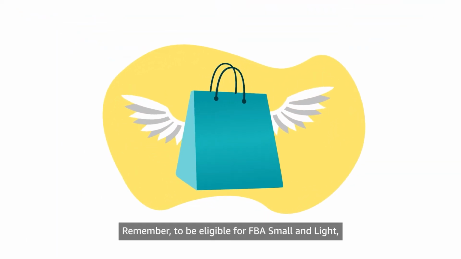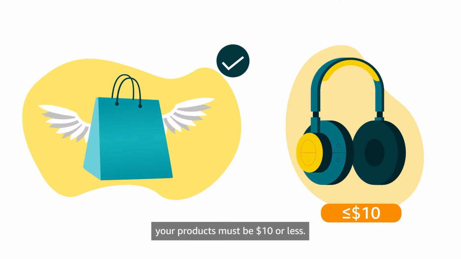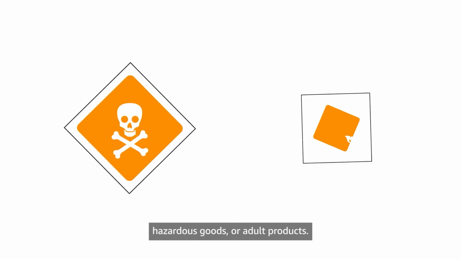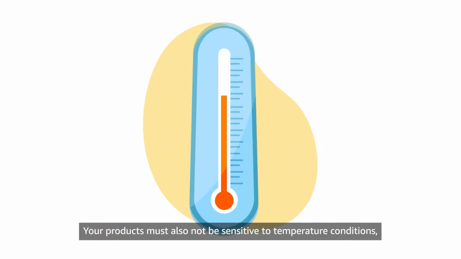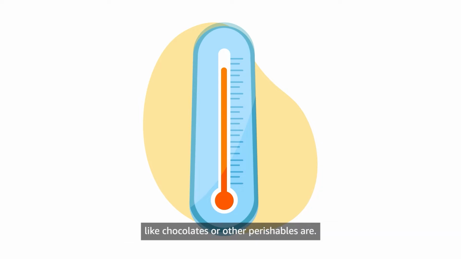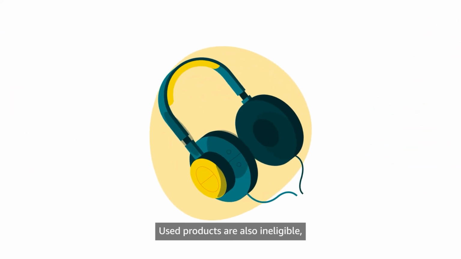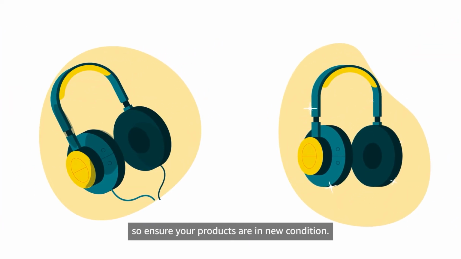Remember, to be eligible for FBA Small and Light, your products must be $10 or less. Your products can't be classified as dangerous goods, hazardous goods, or adult products. Your products must also not be sensitive to temperature conditions, like chocolates or other perishables are. Used products are also ineligible, so ensure your products are in new condition.